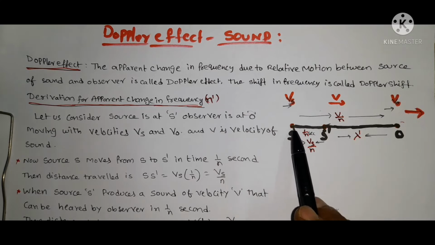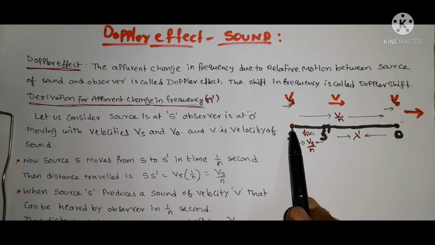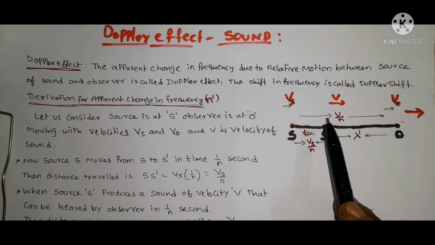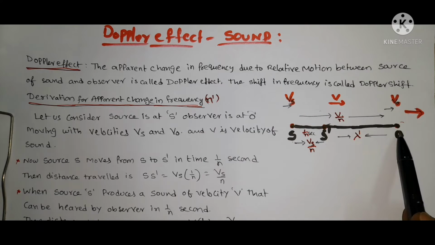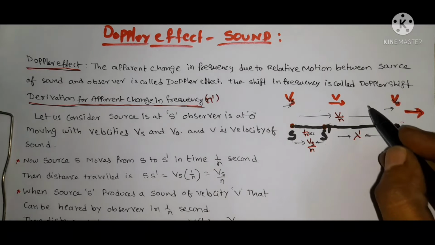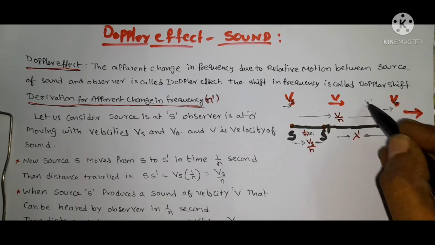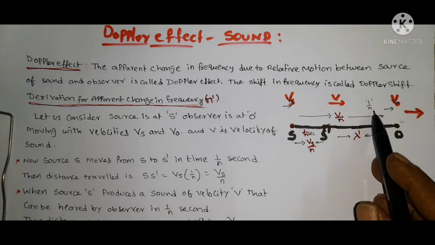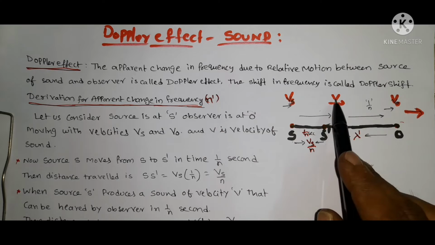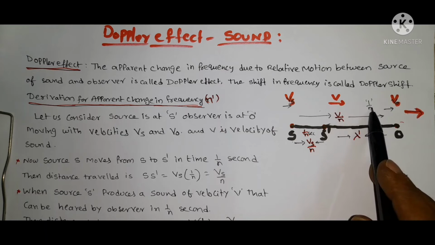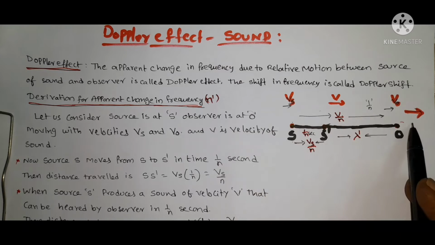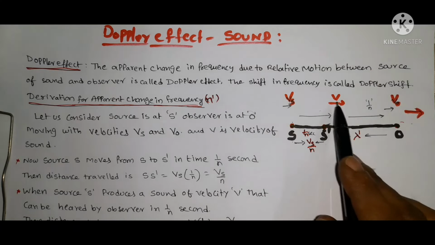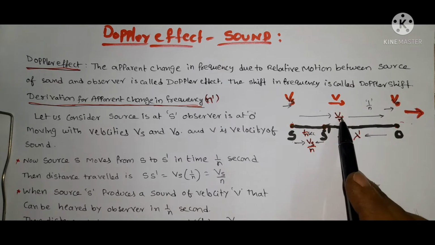Now from the source a sound of velocity v is produced. That can be heard by the observer O in time, let us say, 1 by n second. As you know, velocity and time are there, so in place of t seconds we can write 1 by n, because n represents the frequency. Then the distance between these two is nothing but velocity into time. That means simply you can write v into 1 by n, that is v by n.